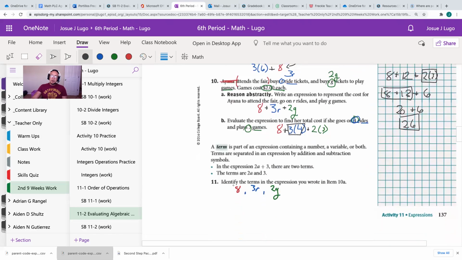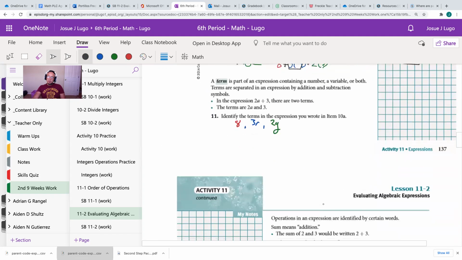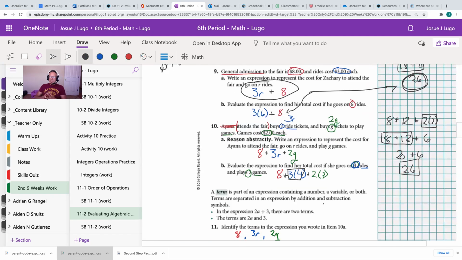So number 11, what are the terms in that expression? Well, the terms are 8, 3R, and G and 2G. Those are the 3 different terms that I found for 10A. All right. And that's pretty much it as far as our scenario with the fair and the carnival. Hopefully it made some sense. I know it's a little bit different.